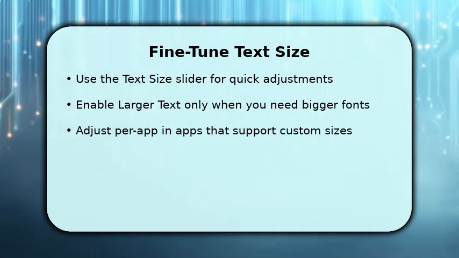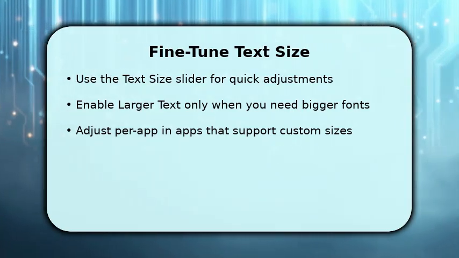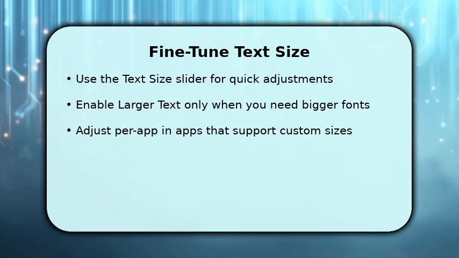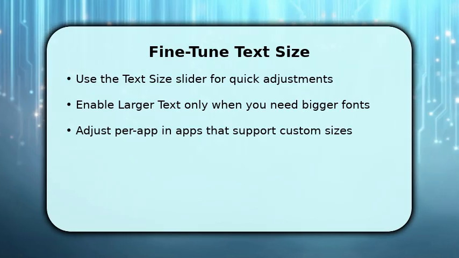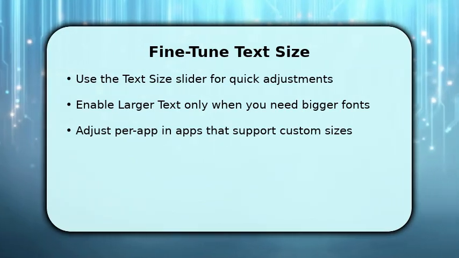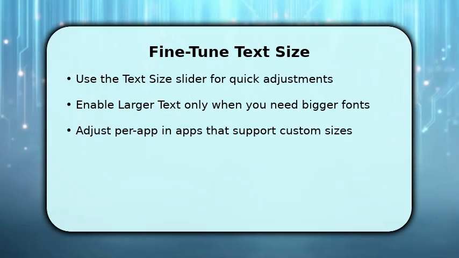It enlarges instead. For apps like Mail or Books, open their in-app text controls because some override system settings. You're doing this to balance readability with screen real estate. After adjusting, check Common Apps to confirm the size.